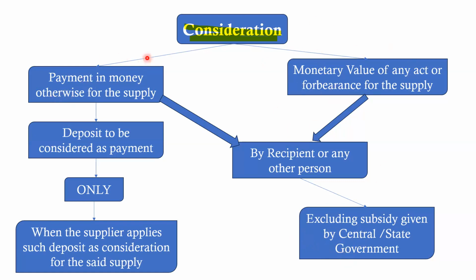This was one part, and the other says the monetary value of any act or forbearance for the supply. It is done again by the recipient or any other person, excluding the subsidies provided by the central and state government.